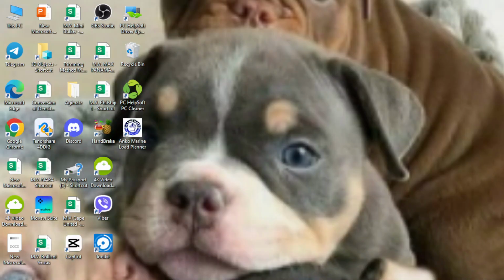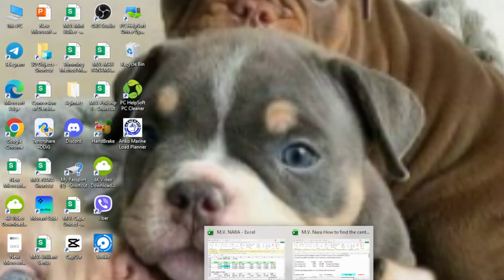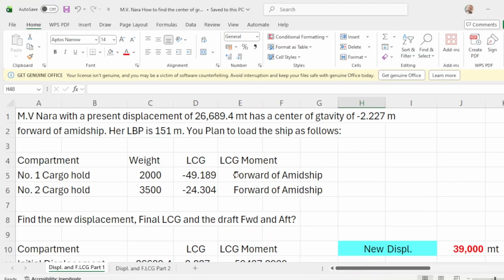I'm going to make a video presentation about LCG. What's this LCG? How to find the new displacement, the LCG, and how to get the drop forward and up. Okay, guys, so this is in Excel form.